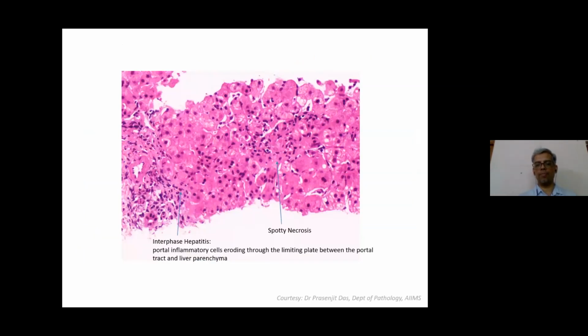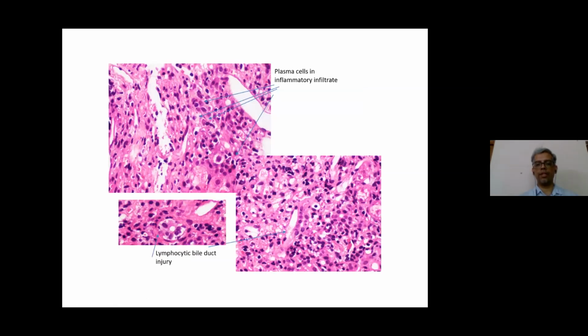So if we do a liver biopsy, as our patient underwent, the typical change you may see is interface hepatitis, which is defined as when the portal inflammatory cells erode the limiting plate, which is between the portal tracts and the adjacent liver parenchyma. So you can see lots of inflammatory cells out here. You may see spotty necrosis. In addition, other findings which may help you in thinking of a diagnosis of autoimmune hepatitis include plasma cells, which may be seen as a major component in the inflammatory infiltrate, and a lymphocytic bile duct injury may also be seen.